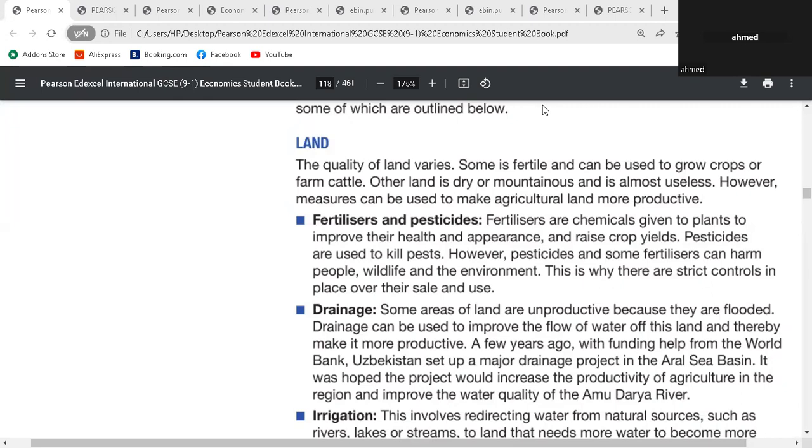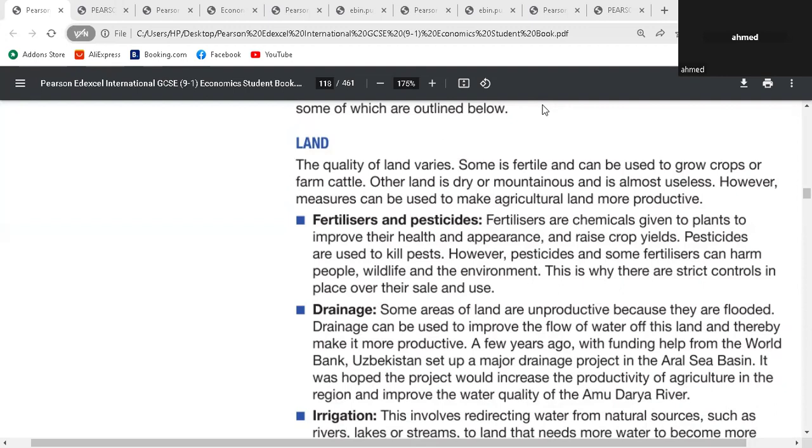The first one, fertilizers and pesticides. Fertilizers are chemicals given to plants to improve their health and appearance and raise crop yields. Pesticides are used to kill pests. However, pesticides and some fertilizers can harm people, wildlife, and the environment. This is why there are strict controls in place over their sale and use. One way to improve the quality of land is through fertilizers and pesticides, through chemicals. Are you getting it?